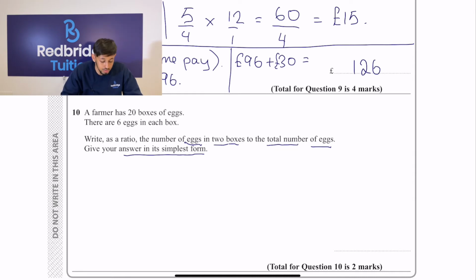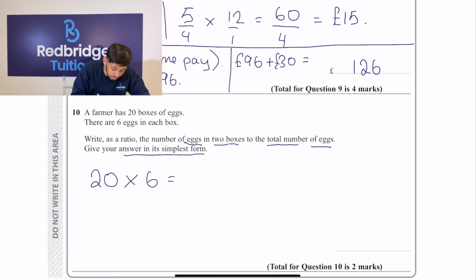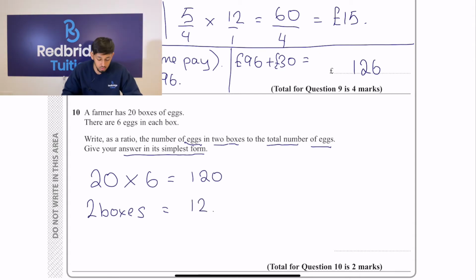So firstly, what we need to do is work out the total number of eggs that we have. We do 20 times 6, which gives us a value of 120 in total. The question has asked us for the ratio for the number of eggs in 2 boxes compared to the total number of eggs. As there are 6 eggs in each box, for 2 boxes we will have 12 eggs. So now, to write this as a ratio, we will say 12 colon 120.